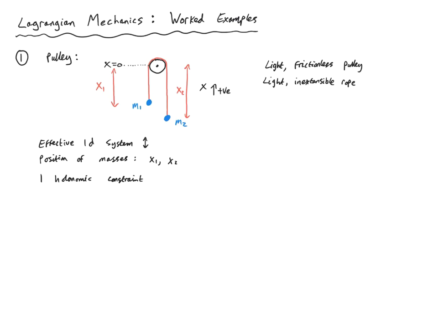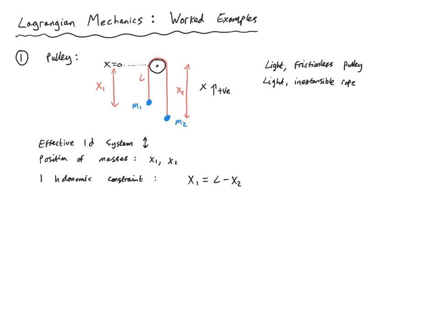A holonomic constraint, as you might recall, is a constraint equation that can be written involving only the generalized coordinates. And here we have a holonomic constraint because the position x1 is tied to the position of x2 through the length of the rope here. I didn't mention this earlier, I should have done. This rope is of length L, the whole rope, that is.